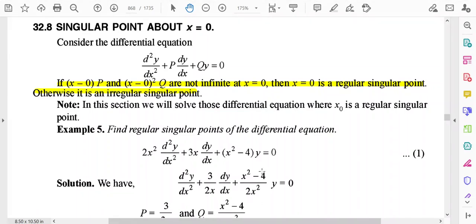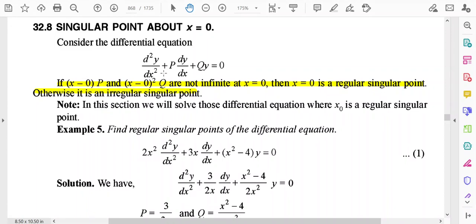In this lecture, we are going to discuss how to solve a differential equation in power series about some singular point, about x is equal to 0. So at first assume that d square y by dx square plus p into dy by dx plus q into y is equal to 0. This is a differential equation where p and q are polynomials in x.